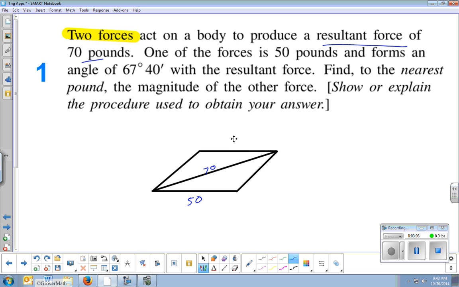Now, whenever they give you force stuff or angle stuff, keep in mind that for a parallelogram, we could always put that number somewhere else. So one force is 50 pounds. Well, if this side is 50, that means this side is 50. And I could have chosen these two sides. You basically just need to pick one. So that side would also be 50. Then they say that that force forms an angle of 67 degrees 40 minutes with the resultant. So that would be the angle of the force and the resultant. I can also put that here, 67 degrees 40 minutes.